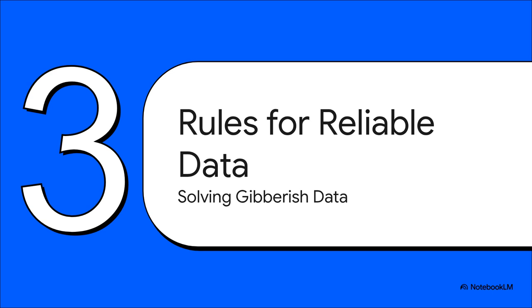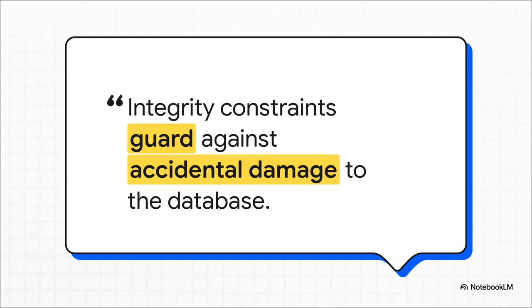Okay, so transactions stop operations from failing halfway through. But what stops us from putting just plain wrong or nonsensical data into the database to begin with? This is where our next set of rules, called integrity constraints, come into play. This quote really says it all perfectly. The best way to think about these constraints is like they're tireless little security guards for your data. They're on patrol 24/7. Checking every new piece of information to make absolutely sure it follows the rules and isn't going to cause any trouble down the line.